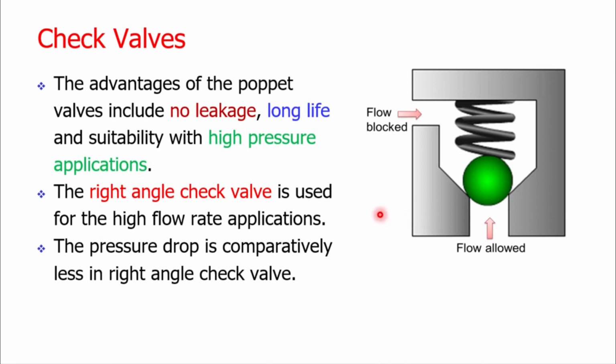In inline flow of the fluid, as we have seen, there may be a good amount of pressure reduction, which is solved by using an arrangement with right angle flow. So this certainly reduces the pressure drop. Therefore, the right angle check valves are used for high flow rate applications, whereas inline check valves are not that suitable for high flow rate applications.